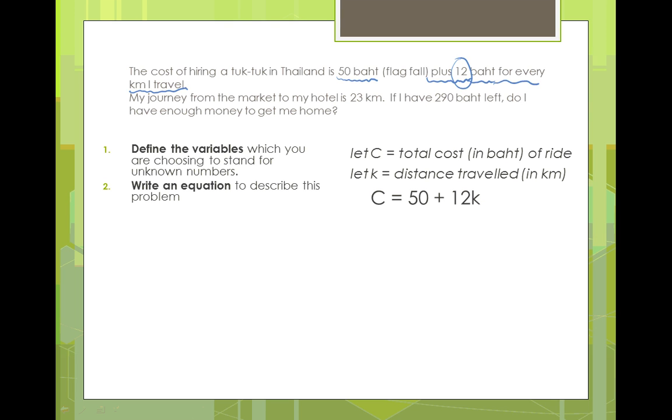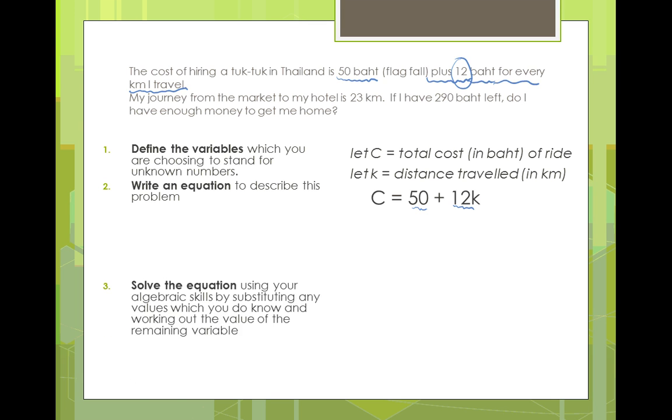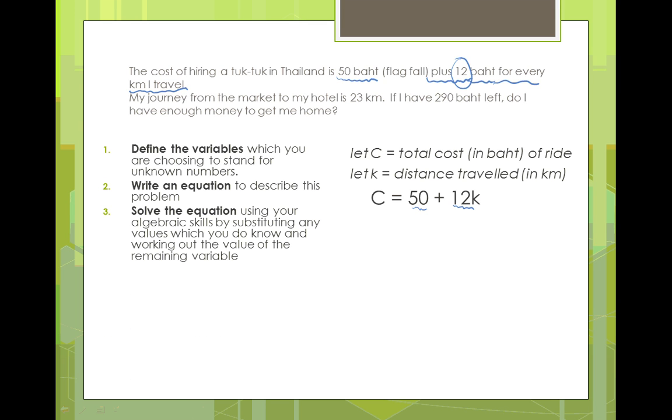C, or the cost in baht, is equal to the 50, which was the flag fall, plus 12 baht for every kilometre that I travel. Okay, so there's my equation that I've decided to set up, and I have defined my variables. The next step is to solve that equation using my algebraic skills by substituting anything that I do know and working out the value of what's left.